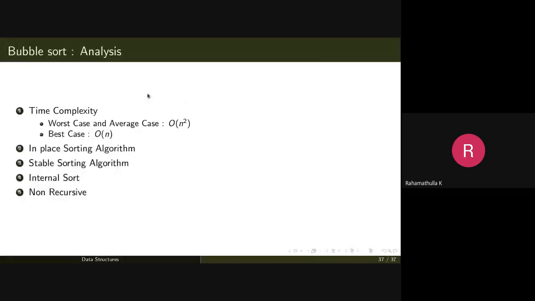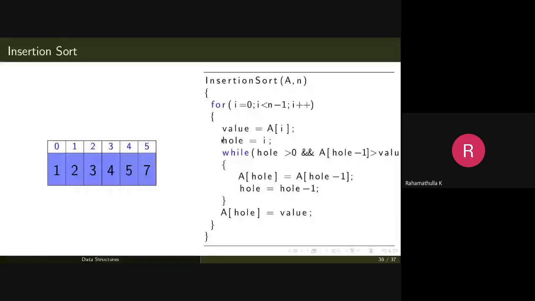Analysis of the insertion sort algorithm. So the analysis goes like this. This is a for loop which runs from 0 to n minus 1. So you can say that value equal to a of I, hole is equal to I. All these statements are going to execute n minus 1 number of times, and this statement is also going to execute n minus 1 number of times.